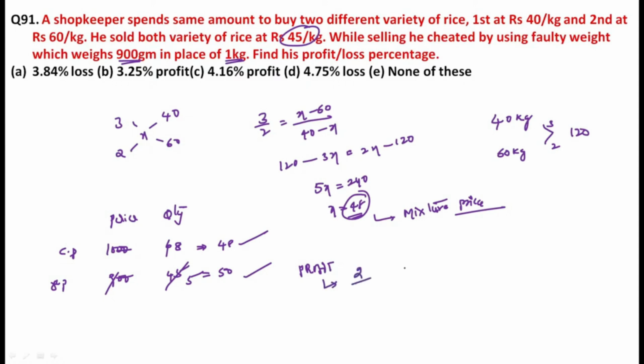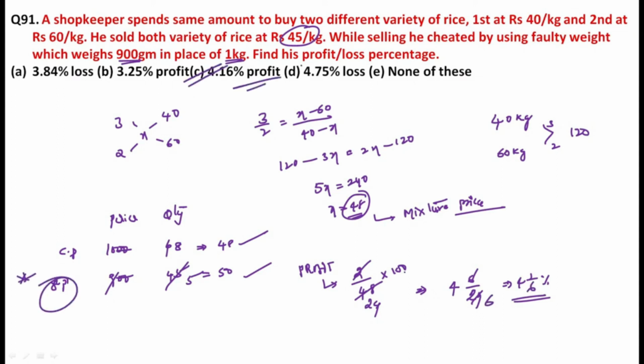Now see, here we reduce by 2 units out of 48 into 100. So 2 times 24 is 48... so 4 and 1 by 6 percent. Now the answer is 4.16%. If the selling price is higher, it's a profit. Only then can you solve these kinds of questions.